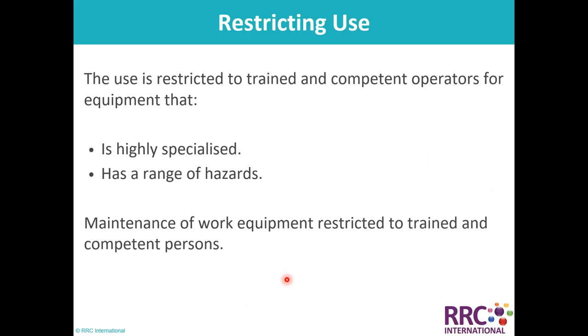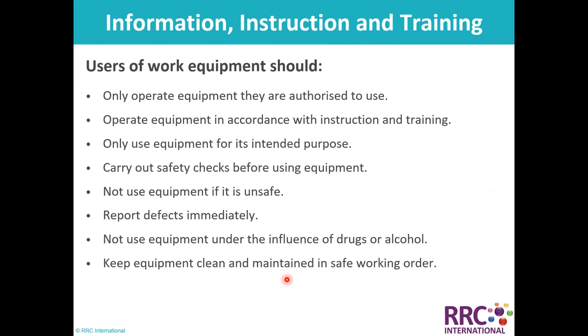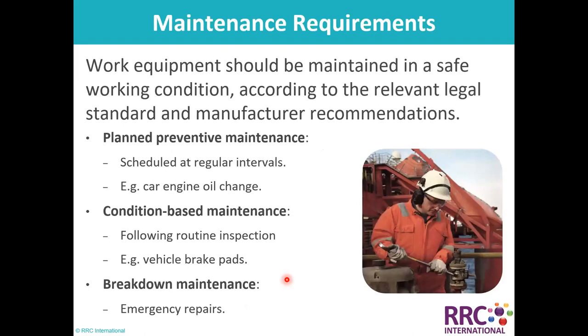We discussed restricting use, so the user should be restricted depending on whether he is trained or not. Then we discussed information, instruction and training, and specifically some precautions were given for the operator. After that, we discussed different kinds of maintenance and their requirements: planned preventive maintenance, condition-based maintenance, and breakdown maintenance.